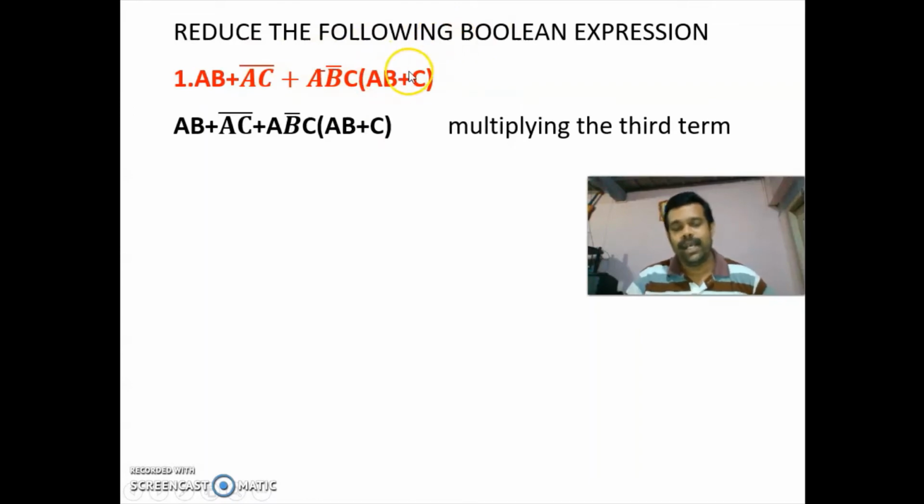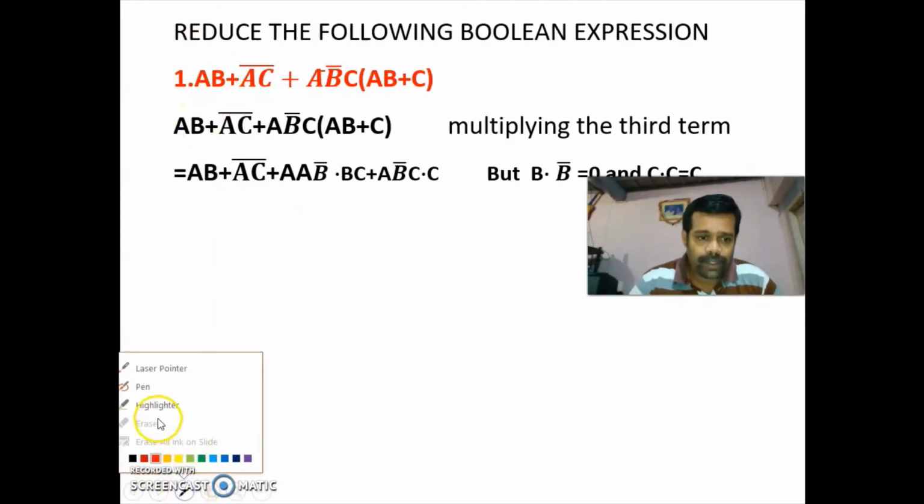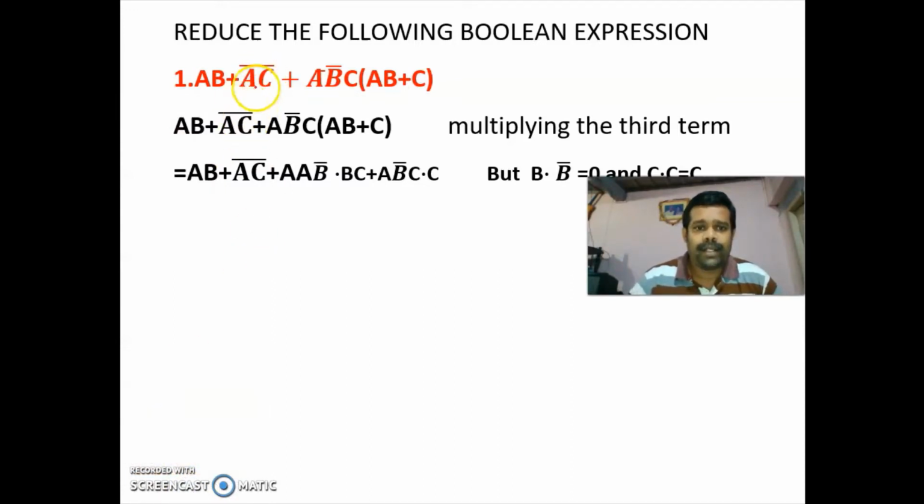This is the given question, and what you have to do is first multiply this A B bar C with this A B C. While multiplying, you write the literals in order. So we are multiplying A B, writing it the same as above. Then AC bar. Then we are multiplying A B bar C with AB. So A then B bar into B into C. So this is the term we are getting.